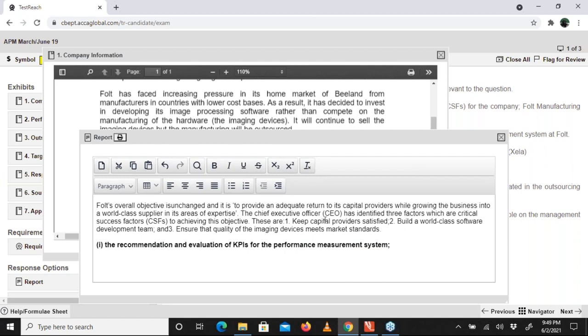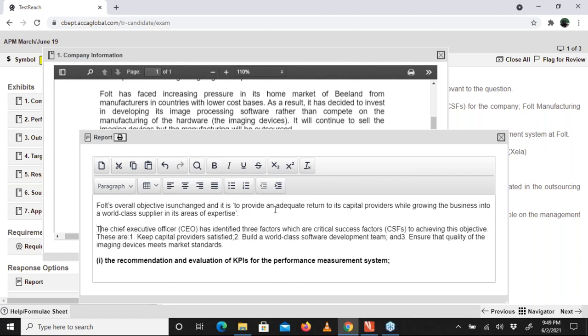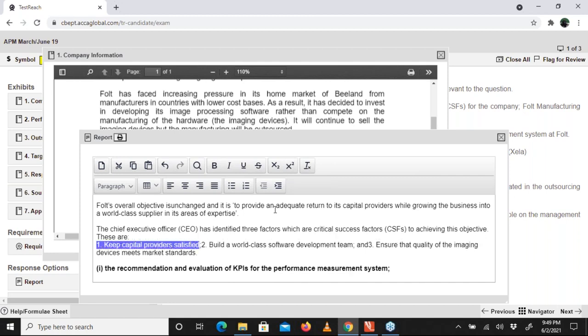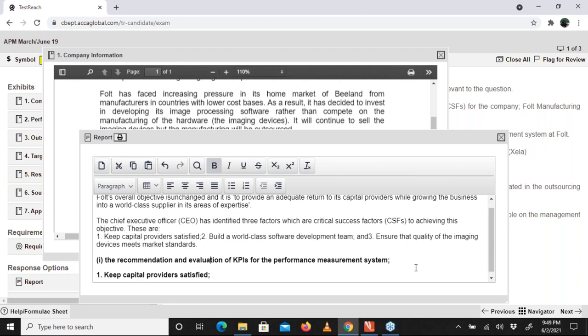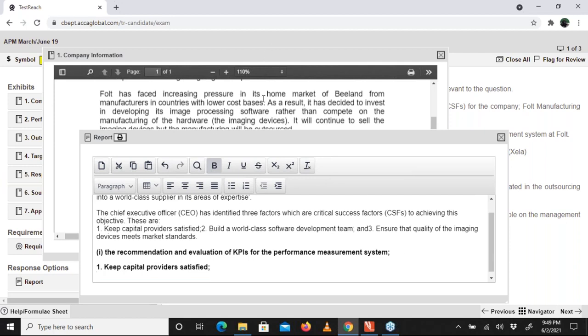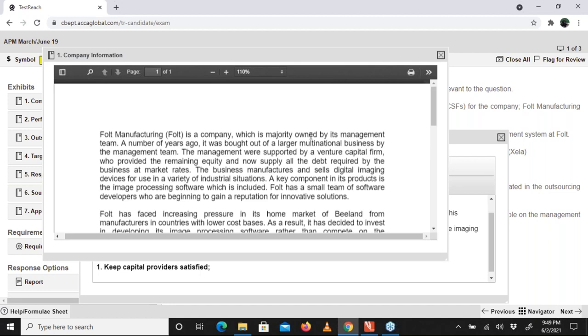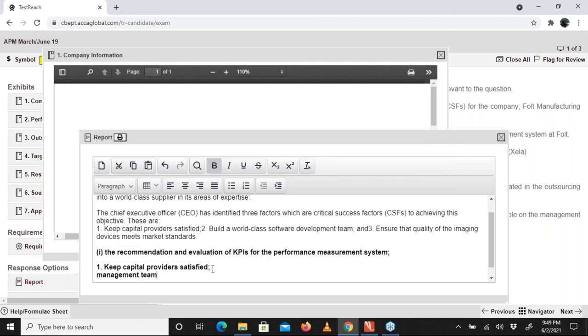Okay, so I repeat, the first critical success factor is that you have to keep the capital providers satisfied. Now let's try to understand what exactly you mean by keeping these capital providers satisfied. My first question to you was, who are the capital providers? When you talk about this, you see that Fold is a company which is majority owned by its management team. So one of them is actually the management team. That's the capital provider.